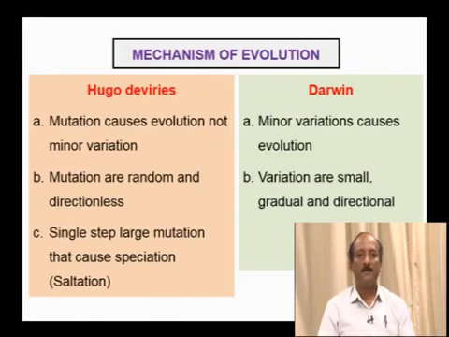Mutations are random and directionless, according to Hugo de Vries. But according to Darwin, variations are small, gradual, and directional. According to Hugo de Vries, a single step of large mutation causes speciation, also called saltation.